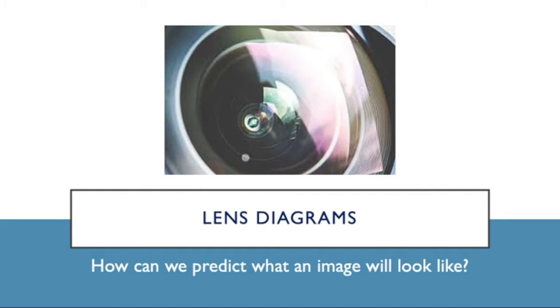Hi, it's Mr. Baker here, and today we're going to be looking at lens diagrams. We're going to be answering this question: how can we predict what an image will look like when we look at it through a lens?